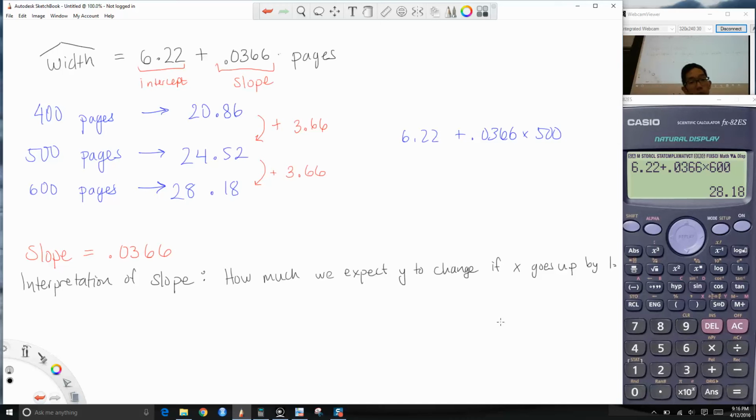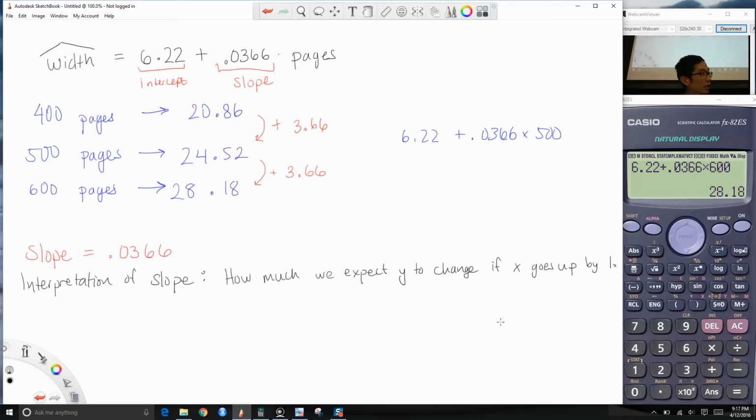All right? What is our x in our example? Number of pages, okay? And what is y? Y is our predicted width, right? So what we're saying is that if we add 1 page to a book, we expect the width of the book to increase by 0.0366 millimeters. Okay, so that's a very small number. So if we increase the number of pages by 1, we expect the width of the book to increase by 0.0366 millimeters. Okay, and that makes sense because 1 page is very thin.